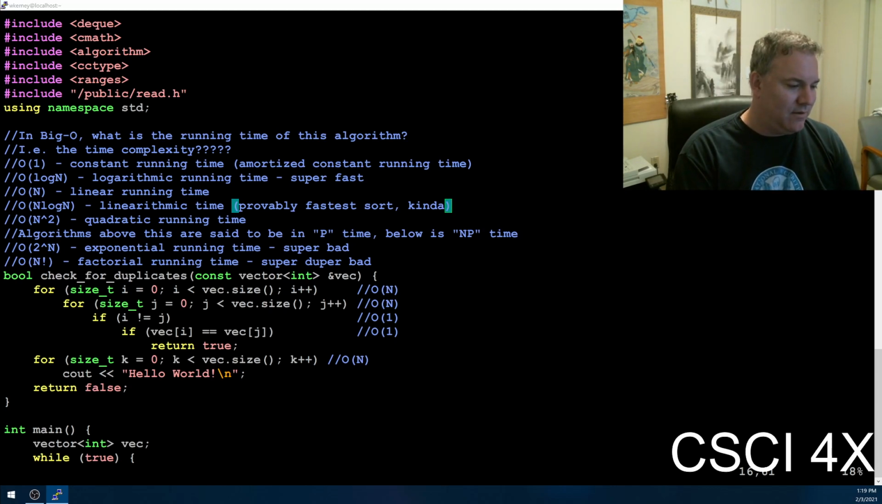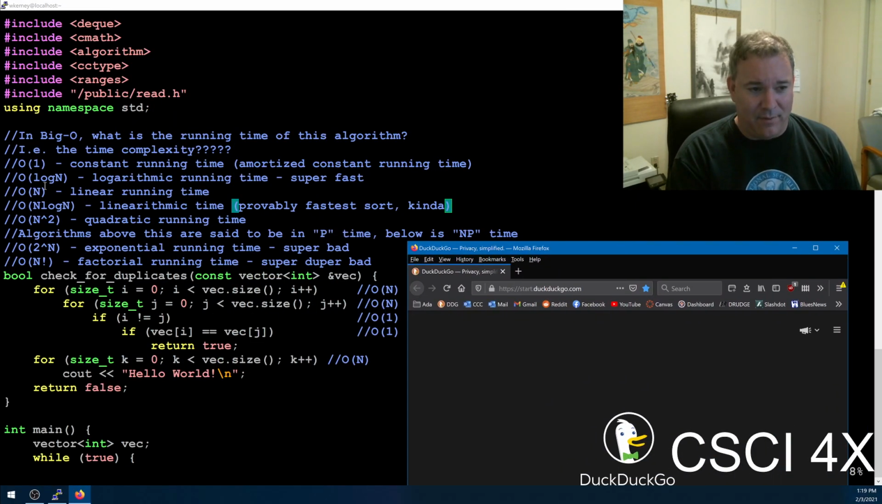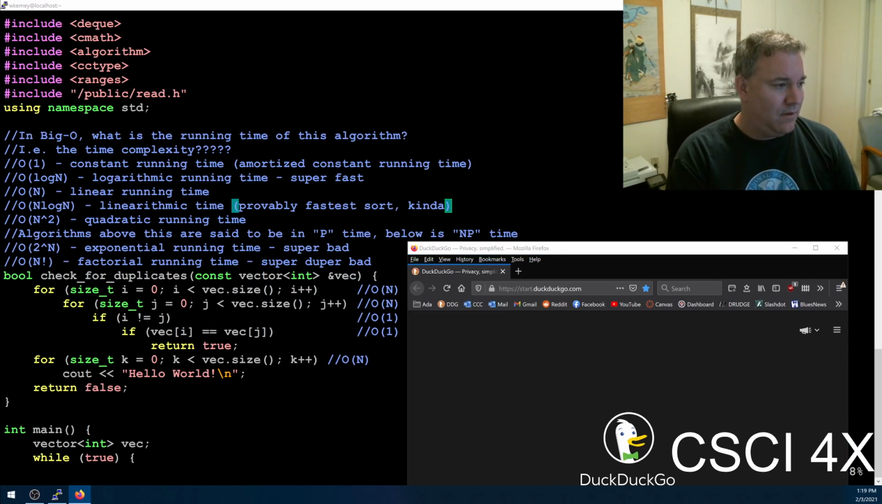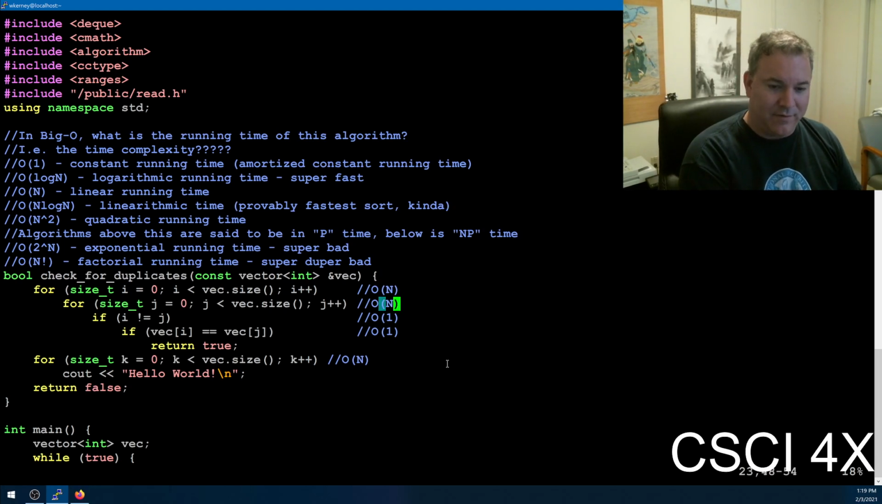Quasi-linear. Yeah, there's a lot of cool names, and there's a lot of different complexity classes and things like that. These are the big ones. This is what you need. And in addition to n squared, there's n cubed, n to the fourth, and so on. And basically what those things will look like is this, right?